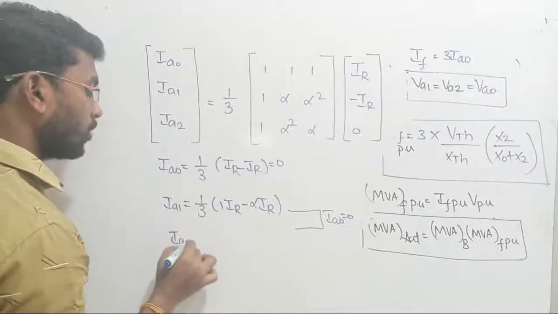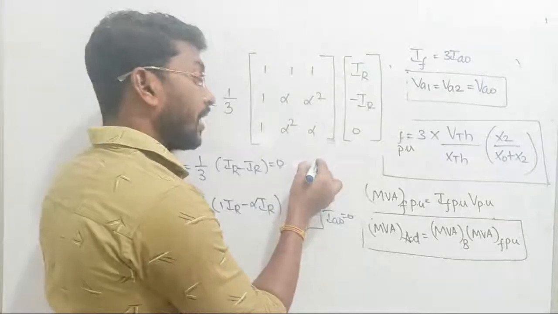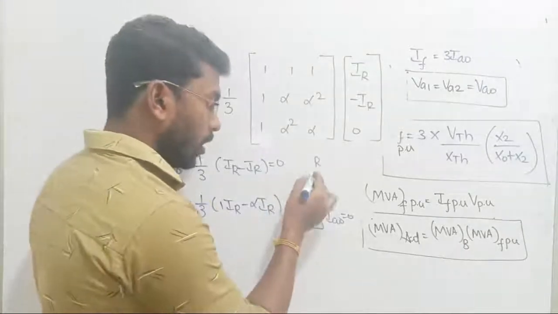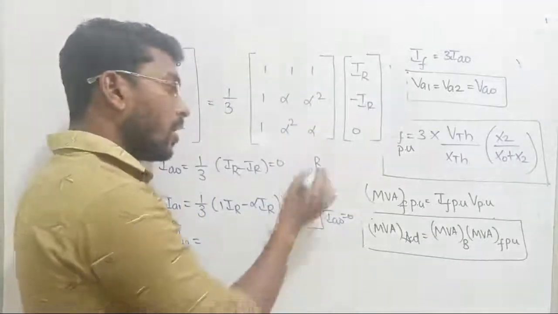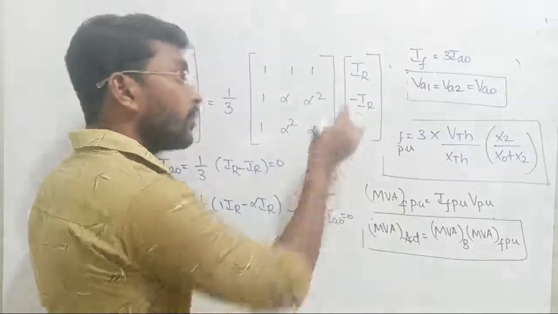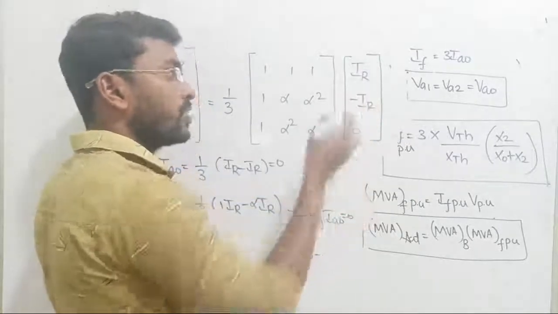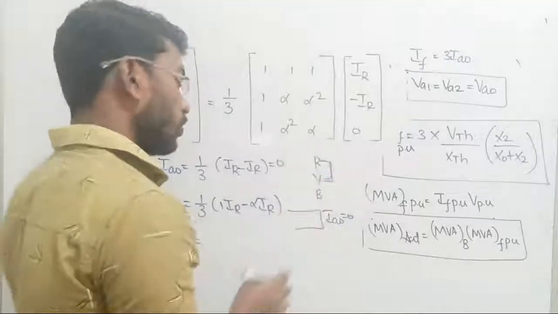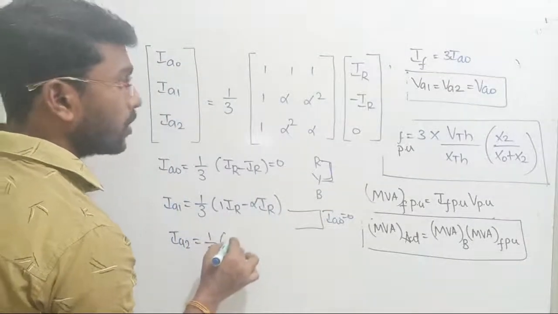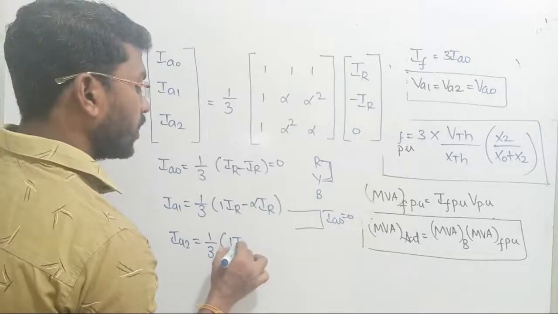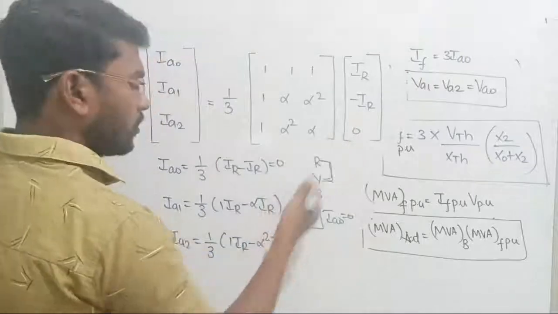Similarly IA2, guys, listen. Which fault is given, and which lines the fault is on, is very important. The R Y B sequence is very important. This order is very important. Check whether it starts with R Y, then Y B, and substitute correctly. Since R Y is the start, I took R Y first. Proceed further. How do you write IA2? 1 by 3 times 1 into IR, once again 1 into IR minus alpha square times of IR. That's all.